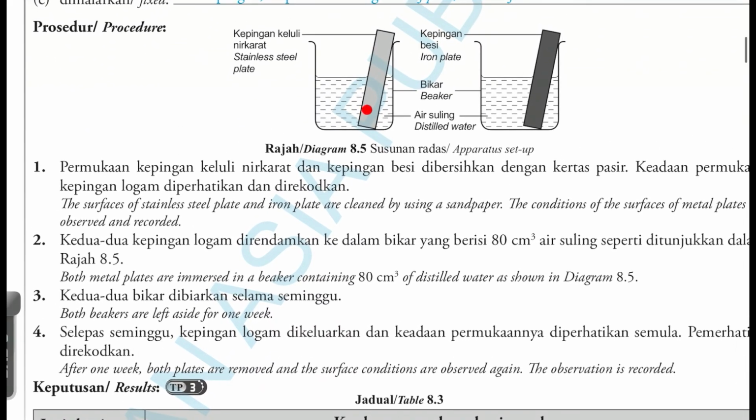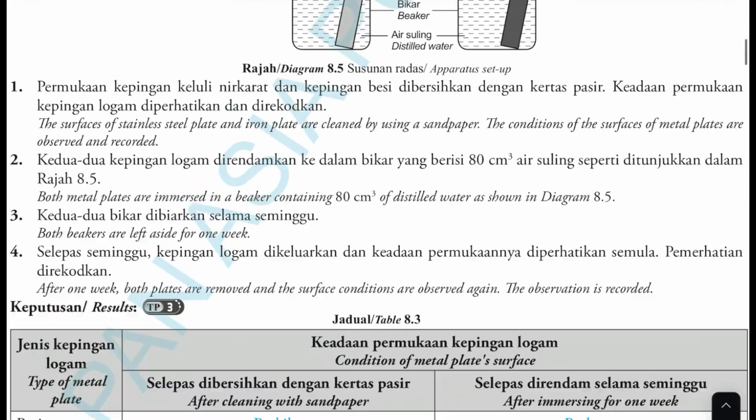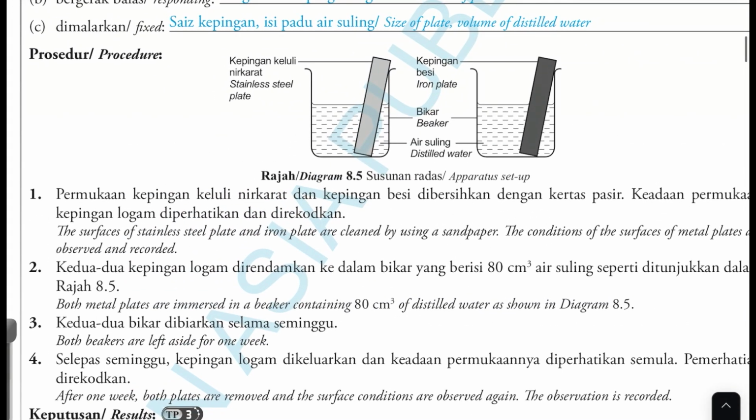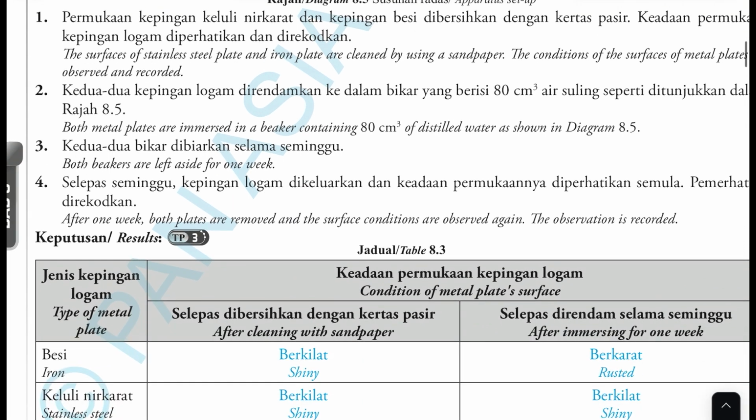We just put the one is the alloy, we use stainless steel, and then the other one is a pure metal, we use the iron plate. Alright, so we put them into the distilled water. So we observe what happened.